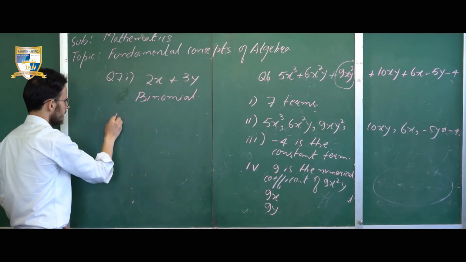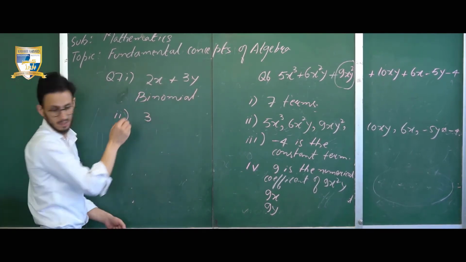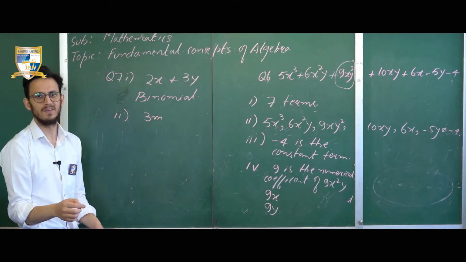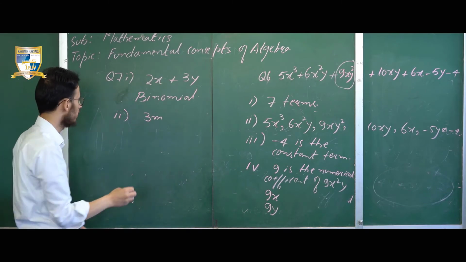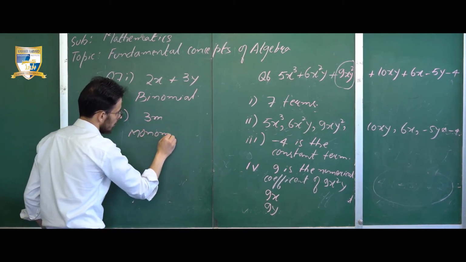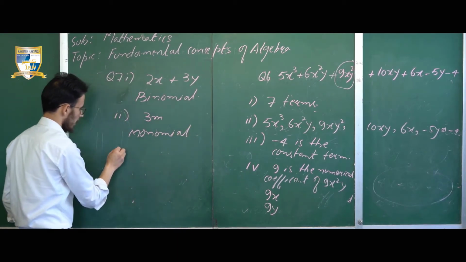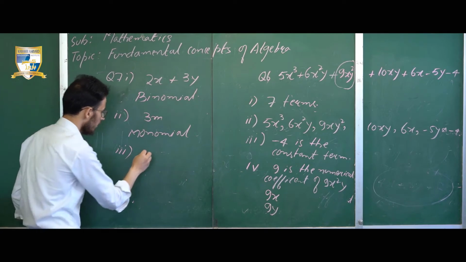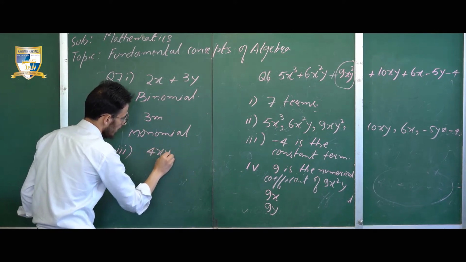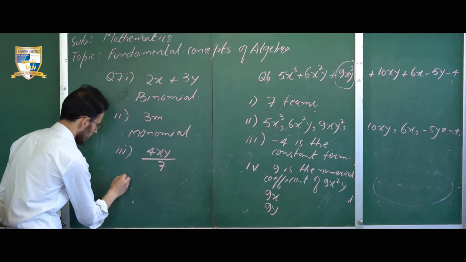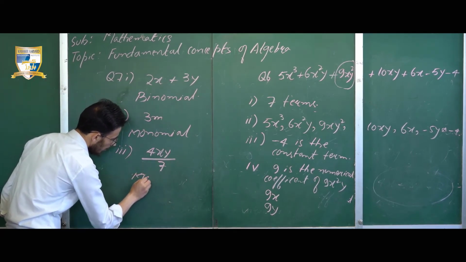Same, part second, 3m, a single term expression. When we have such kind of expression having only one term, that expression is called monomial. I'm showing one more part. Part third, again 4xy upon 7, a single term expression. It is called again monomial.